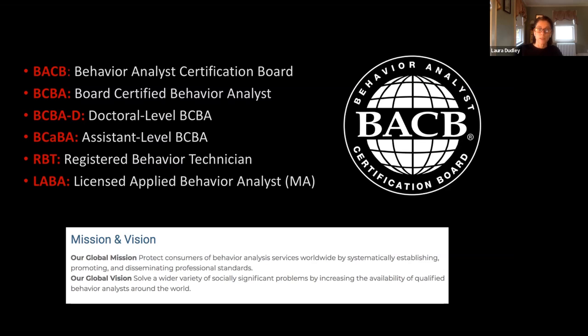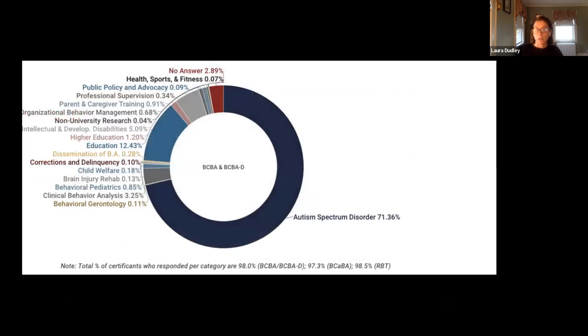The BACB provides certification, including for board certified behavior analysts, for doctoral level board certified behavior analysts, for assistant level board certified behavior analysts, and for registered behavior technicians. And you see that we also have here licensed applied behavior analysts. That licensure is provided by the state of Massachusetts. I started out talking about applied behavior analysis very broadly. But as you can see here, the vast majority of board certified behavior analysts are in fact providing services to individuals with autism. And these data come directly from the BACB.